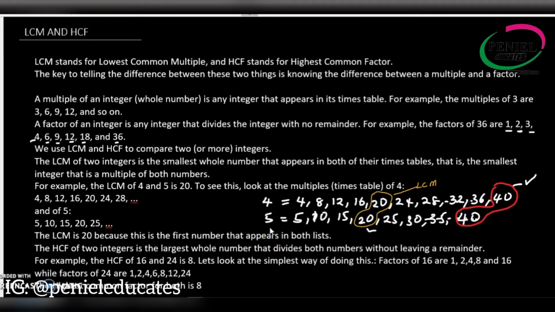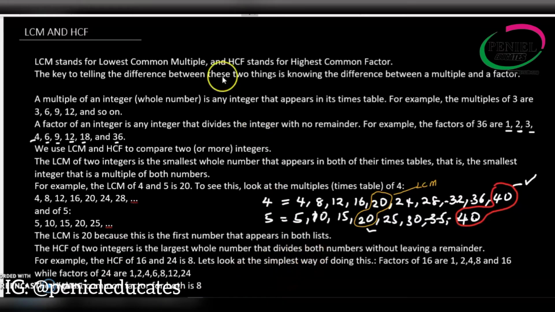Is 20. Okay, now that is a simple way to know what LCM is all about. Now for HCF, which is the highest common factor. The highest common factor of two integers is the largest whole number that divides both numbers without leaving a remainder.